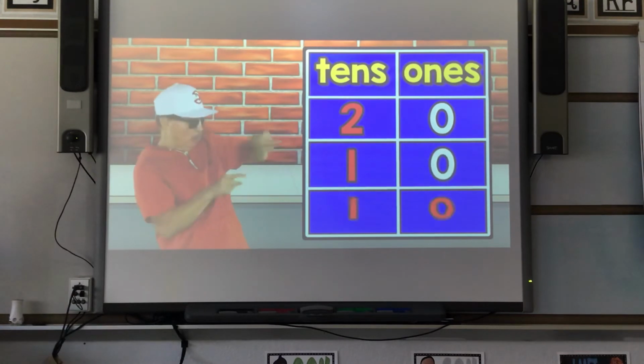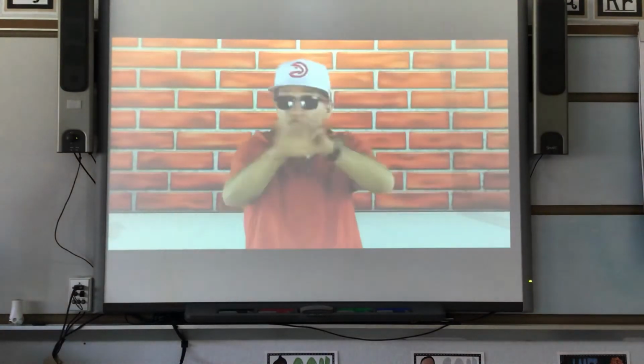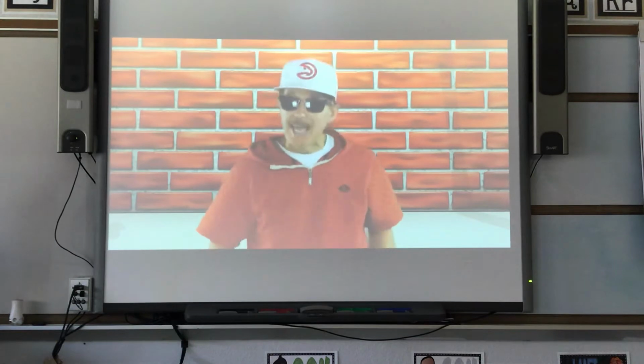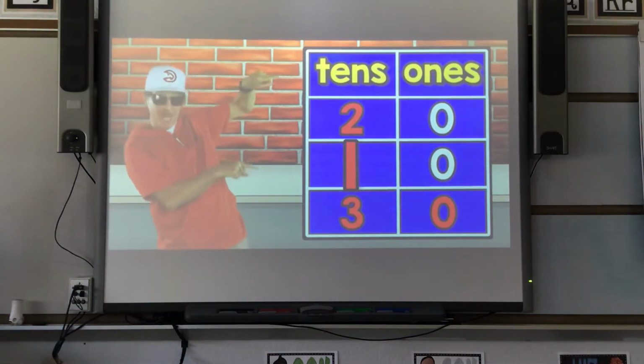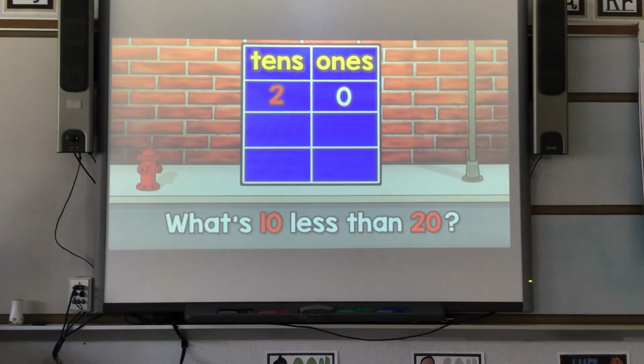Get the answer right away. You don't have to count, worry or doubt. Subtract a 1 from the tens place. What's 10 less than 20? Subtract a 1 from the tens place. 10 less than 20 is 10.